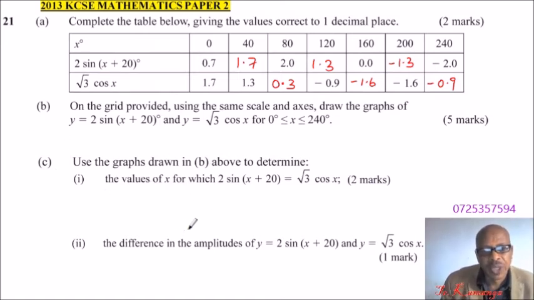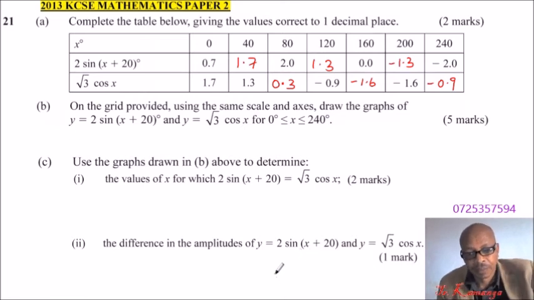Going back to the question, we are told, Roman number 2, what's the difference in amplitude of y is equals to sine x plus 20 and y is equals to the root of cos x? So we need to go back to the graphs that we have drawn, so that we get the solution of this. So let's do that.